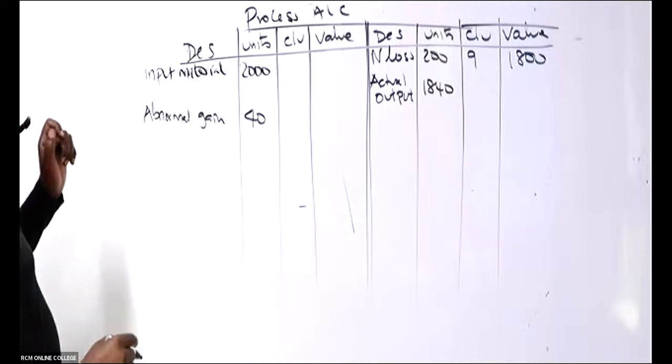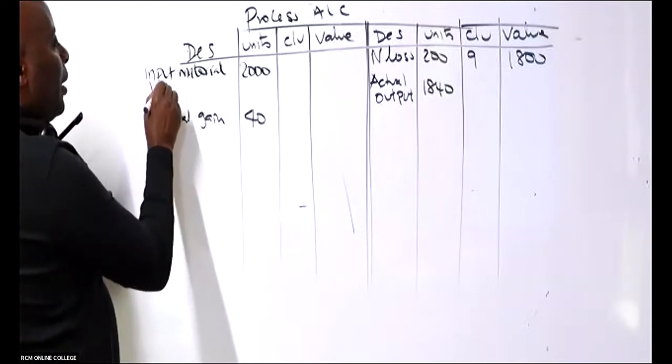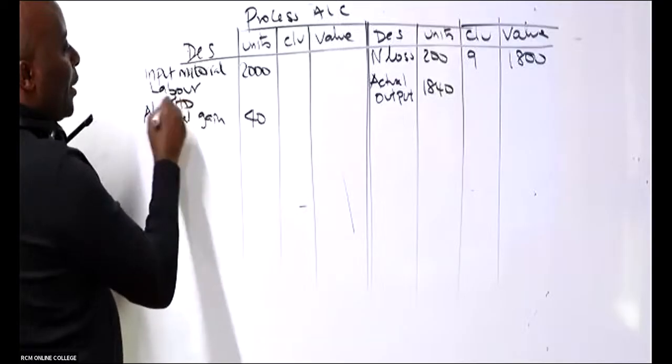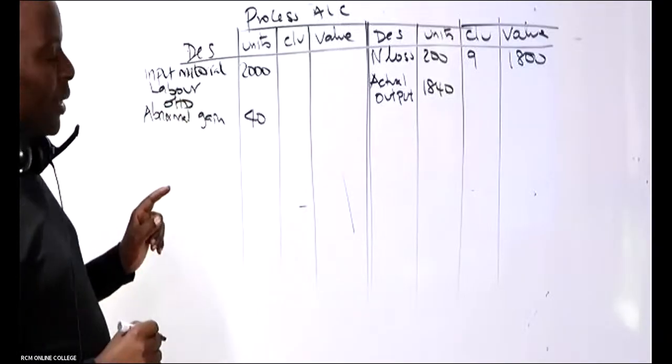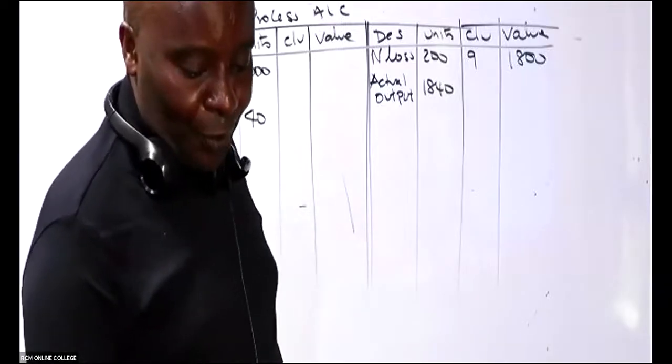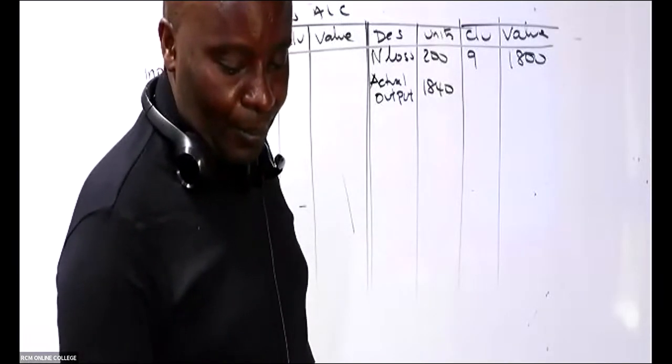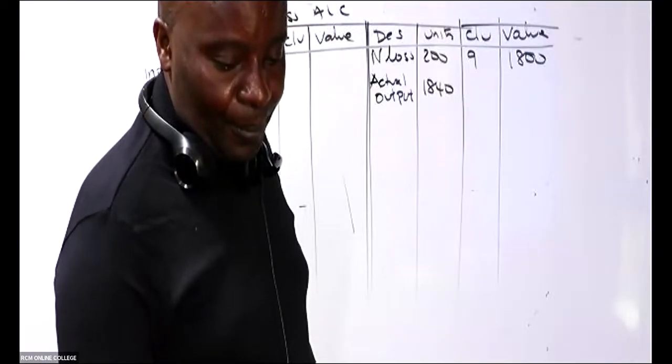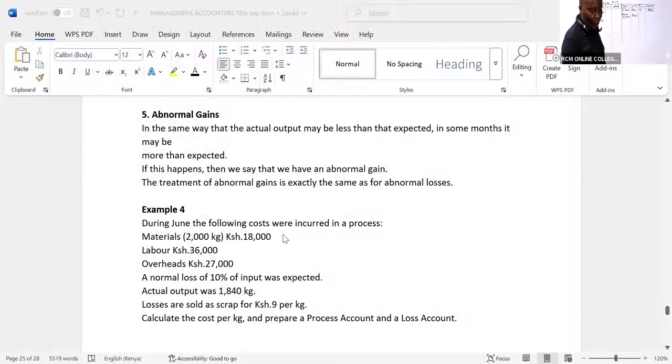So apart from materials, we have labor and overheads. Labor, ladies and gentlemen, we look at the question. So you can see here that materials are worth 18,000 in total. Then we have labor. Labor cost is 36,000. And then we have overheads of 27,000.